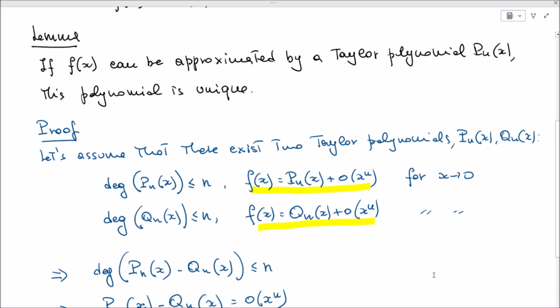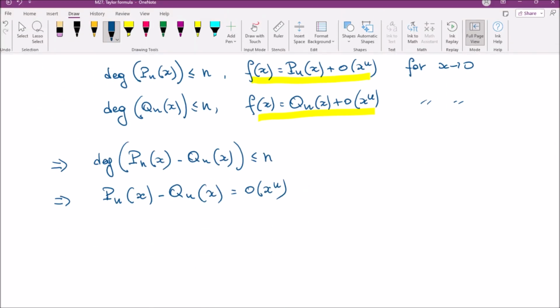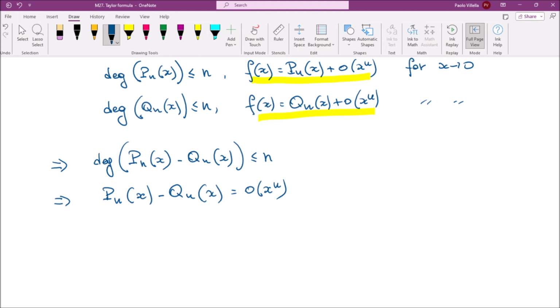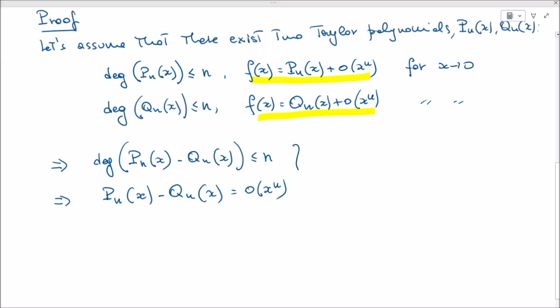Now, let's consider these two propositions together. If we consider these two propositions together, I want to prove now that this implies that the only possibility is that Pn of x is exactly the same as Qn of x, which means these two polynomials are identically equal. So for every possible x, they are exactly the same polynomial. They take exactly the same value. Okay, so why is that? Let me prove this final fact.